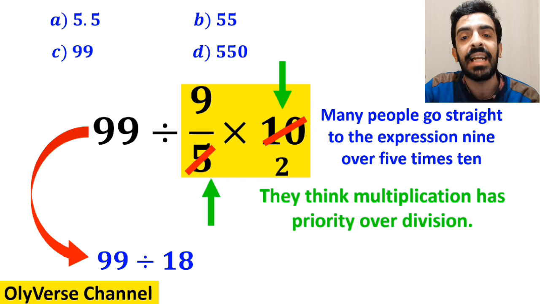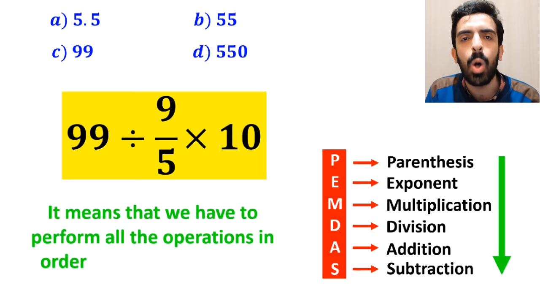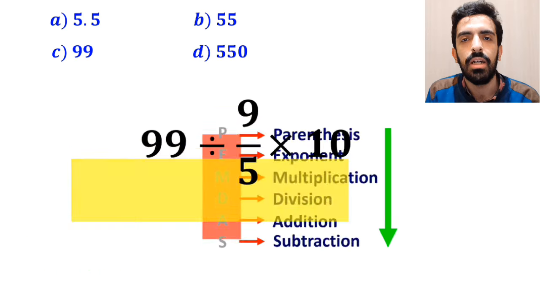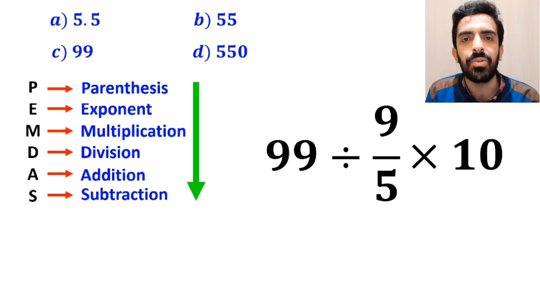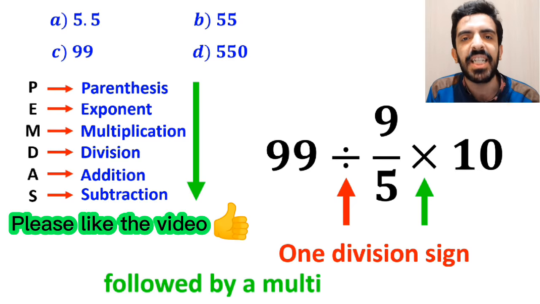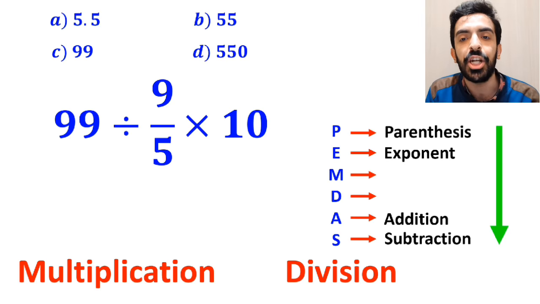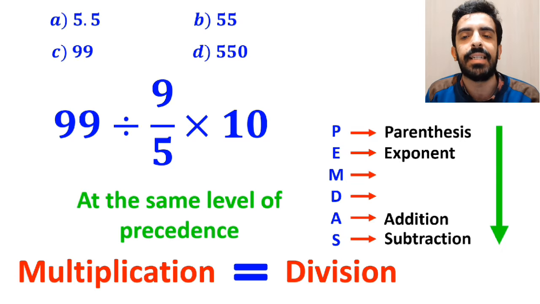However, that's definitely wrong. Alright, now let me explain step by step how we should solve this expression properly. To solve this question, we need to follow the PEMDAS rule exactly as I've shown on the screen. It means that we have to perform all the operations in order from top to bottom. Alright, as you can see on the screen, in this expression, we have one division sign followed by a multiplication sign. It's very important to note that multiplication and division are at the same level of precedence.